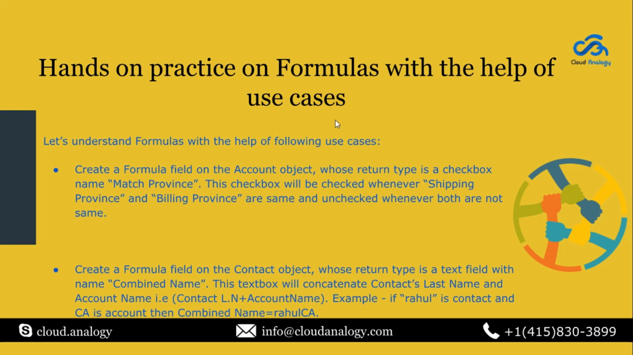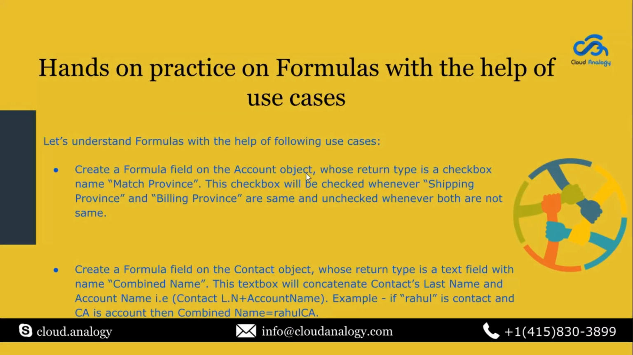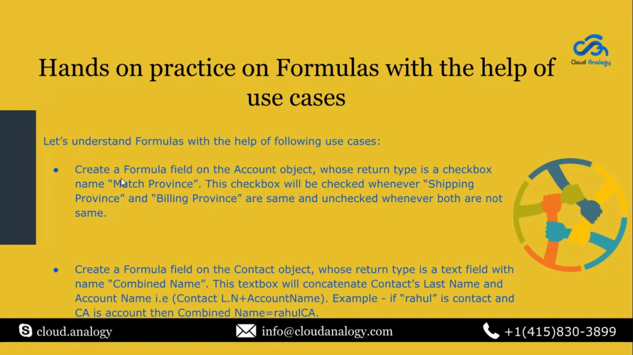So guys, we'll move forward and here we'll consider some use cases and do some hands-on practice. Let me take up our first use case, which is: create a formula field on account object whose return type is a checkbox, named match province. This checkbox will be checked whenever shipping province and billing province are the same and unchecked whenever both are not the same. So basically what this use case says is that we have to create a formula field on account object. Its return type will be a checkbox and its field name will be match province.